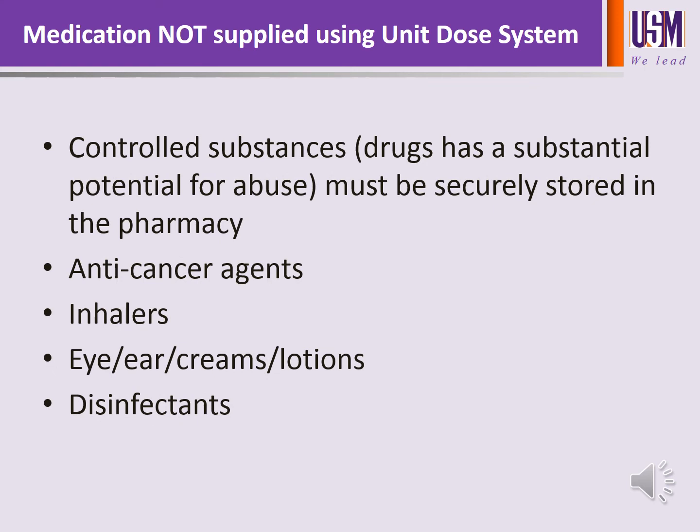For medication that cannot be supplied using the Unidose system, we can supply the drug by using the flow stock system. For example here, controlled substances, drugs that have substantial potential for abuse, must be securely stored in the pharmacy. We can't supply them using the Unidose system. Anti-cancer agents, inhalers, and eye or ear drops and disinfectants should be supplied using a different method.